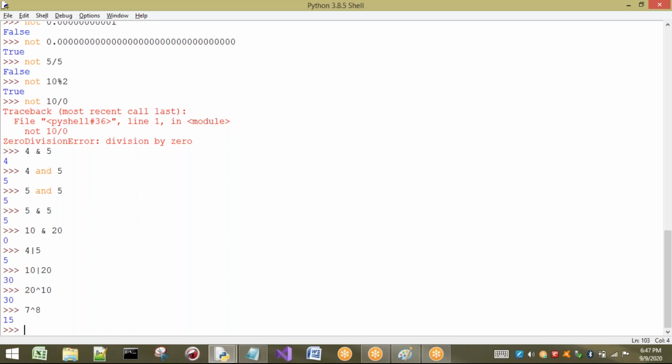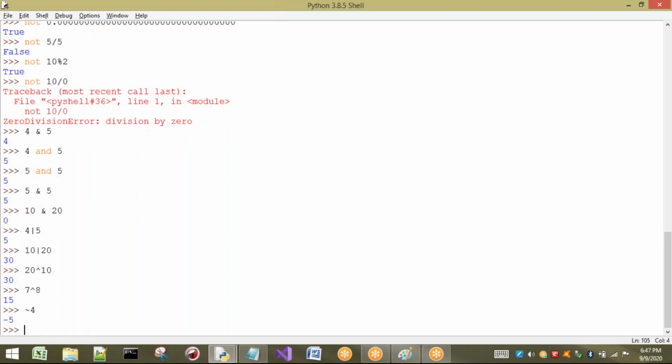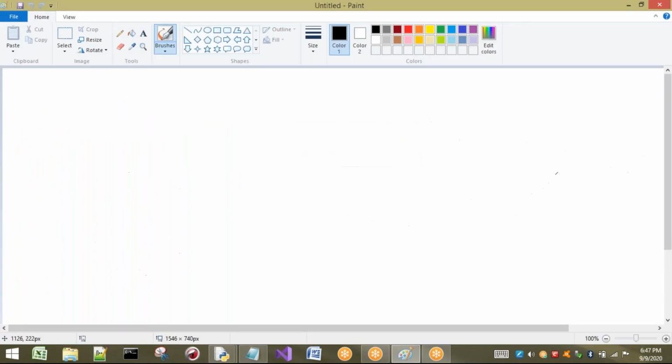Now, very important, that one is the complement. In the above cases, what we have seen: not zero, not true is false. Not false is true. In that way we have seen the above examples. But this case is very, very important in bitwise operators. It will take some time to understand, so I will give you 2 examples for this one. Don't worry. Right. See, I will take the complement of 4. It is going to give you -5. So it leads to some confusion, so I am going to explain it in detail. Please listen carefully. It is very important to understand.